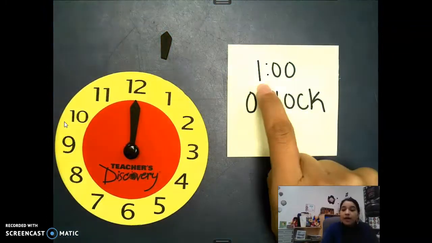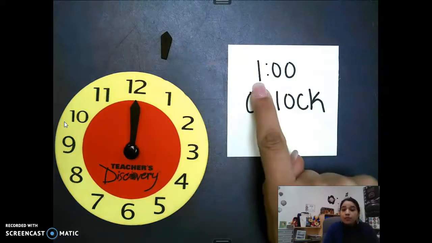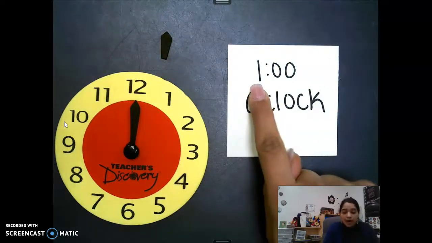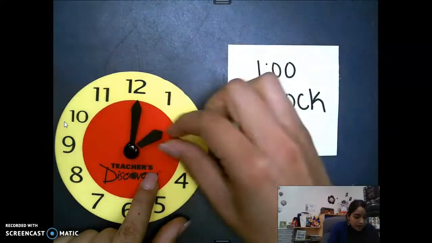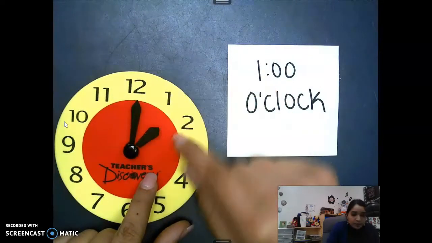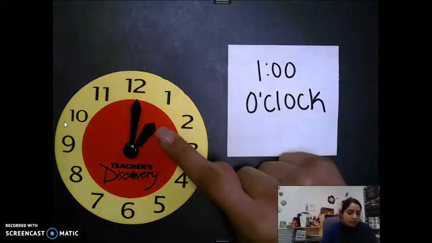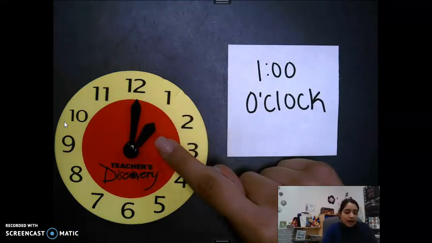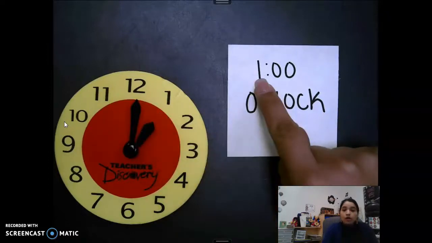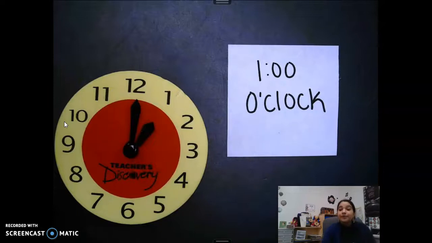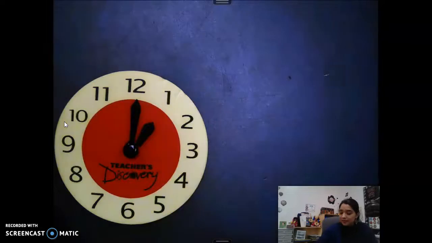And we're looking at our hour. So which one's our hour hand again? The shortest one. So the first number is the hour. So what is the hour? 1. Great job. So we're going to put it where it points to the 1. There we go. The hour hand is pointing to the 1. So it means that it is 1 o'clock. Got it? Yes? Okay, let's practice another one.